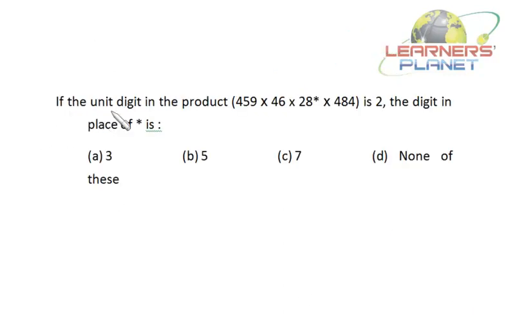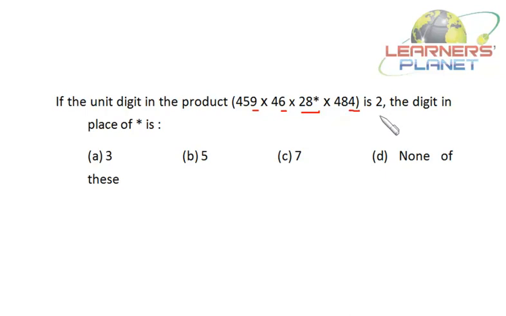Now in this case, if the unit digit in the product 459 into 46 into 28 star into 484 is 2, then we have to find out the value of this star. Let's begin the problem. 9 into 6, 54. I'll drop 5 and I'll continue with 4. I'll skip this number, and that 4 into this 4, I'll get 16. So that means I'll be getting 6 at the unit place, but I want 2.